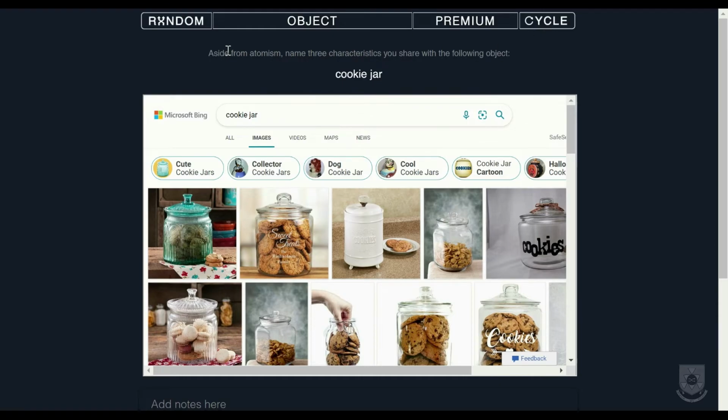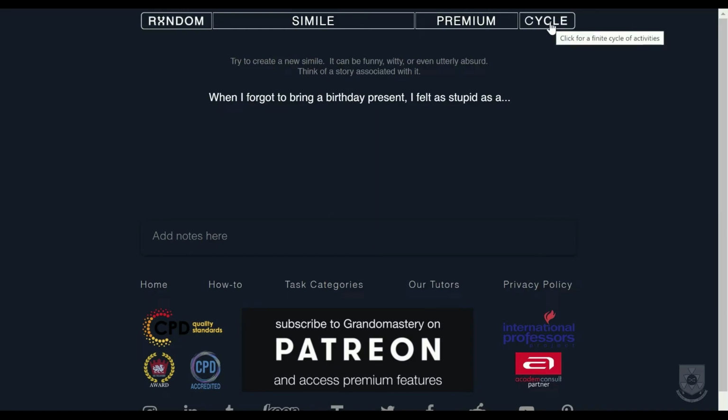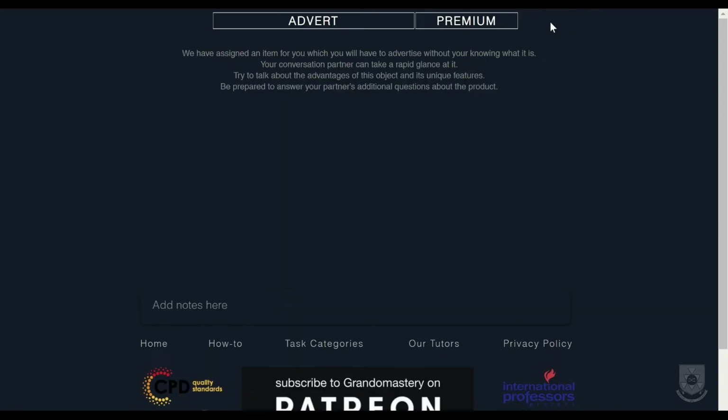But you have to give 3 characteristics and I named only 1, so think of some additional ones. Then we have simile, a new simile to be created. When I forgot to bring a birthday present, I felt as stupid as, and then as who? Well, maybe as our former boss who had some troubles with, and then you have to explain what kind of troubles and just make it on the go.